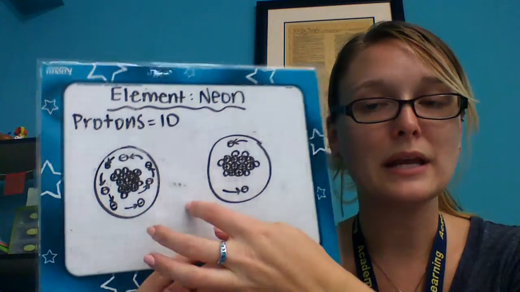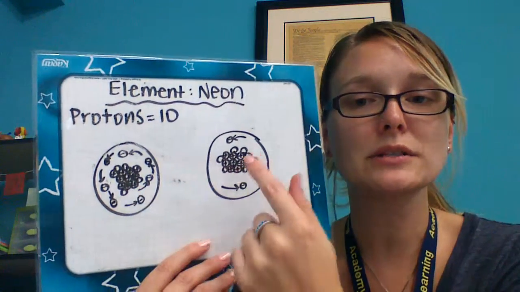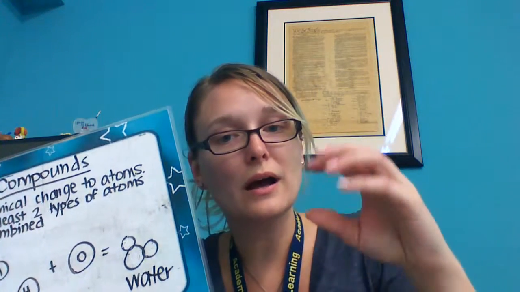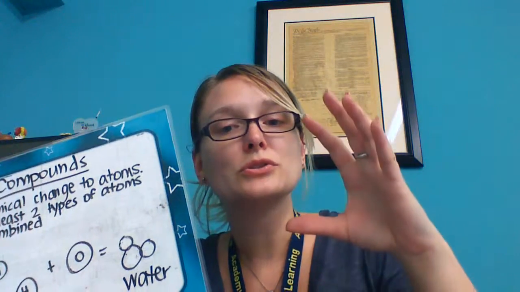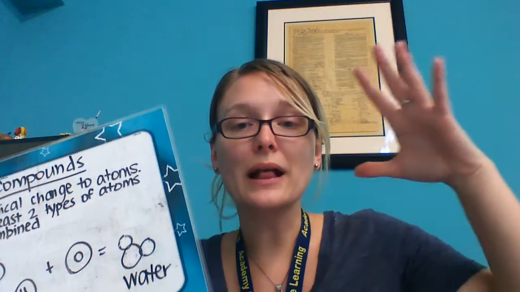These are both neon. Why? Because they have the same number of protons. 10 protons here, 10 protons there. A compound is even bigger. So we went from proton to nucleus to an atom to an element.